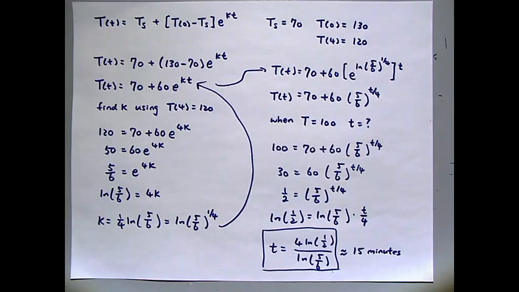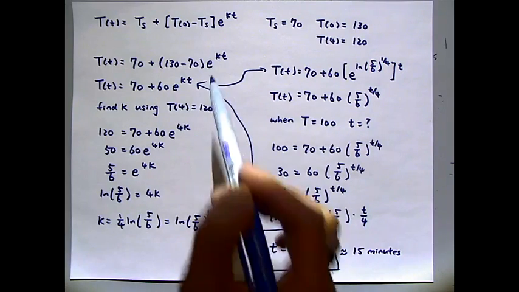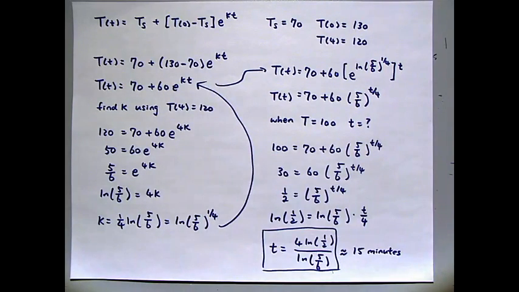Okay, so that's a very typical Newton's law problem. The idea is Newton's law of cooling problem. You turn it into the standard growth and decay, use that equation, and you do the same thing you would always do. Find K, and then once you find K, anything else can be found from the resulting equation with K known.